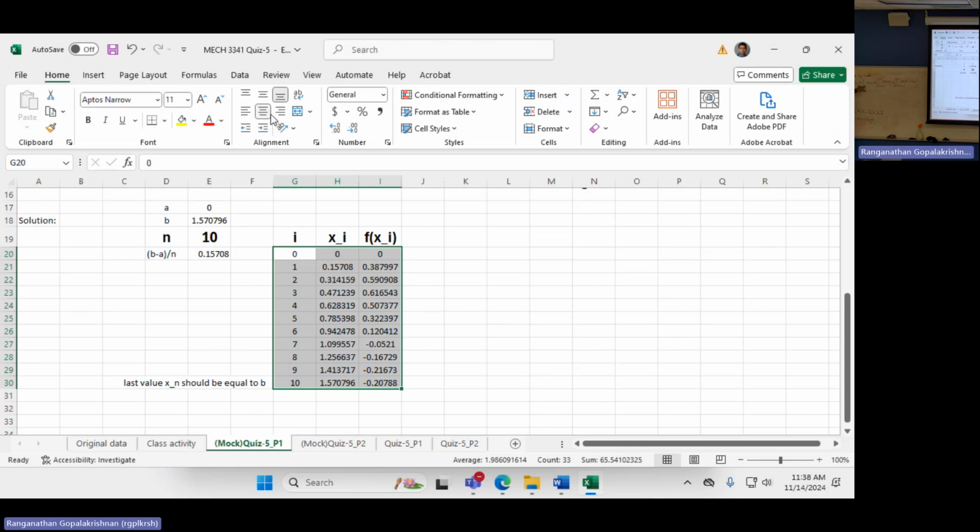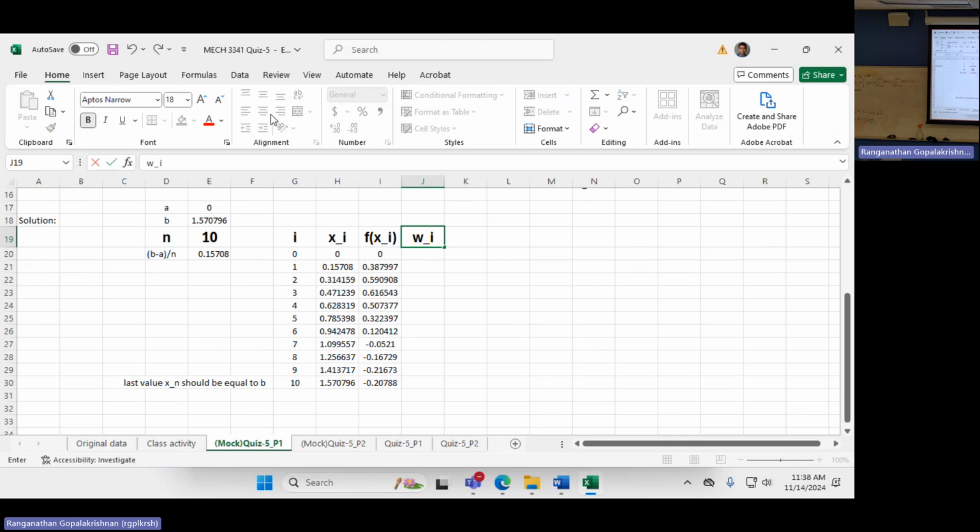f of x naught is multiplied by 1. All the odds are multiplied by 4. All the evens are multiplied by 2. The last value is multiplied by 1. You can view the 1, 4, 2, and 1 as weightages, so we'll call them W of i. They are the weightages for each value, and you can summarize them using a rule. What is the rule for this weightage? If i is 0 or n, it is equal to 1. For the first and last value, the weightage is equal to 1.